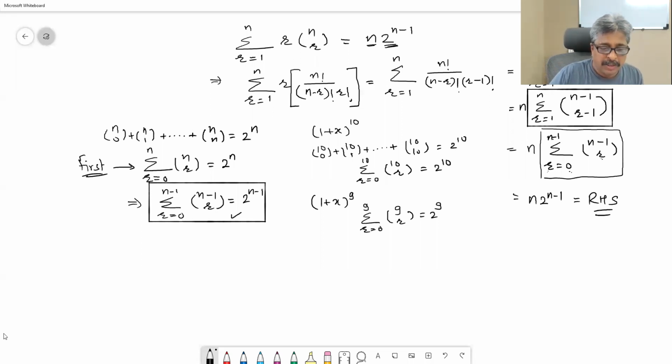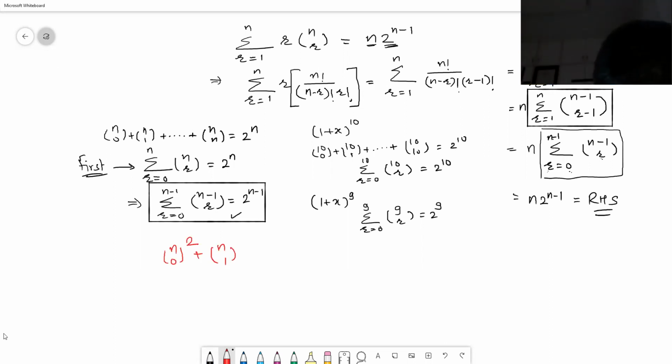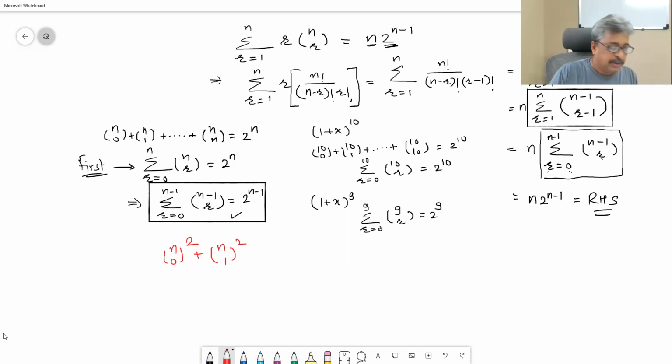n choose 0. That is the last identity we will do. (n choose 0) squared plus (n choose 1) squared plus (n choose 2) squared plus dot dot dot plus (n choose n) squared is equal to 2n choose n. Prove this.